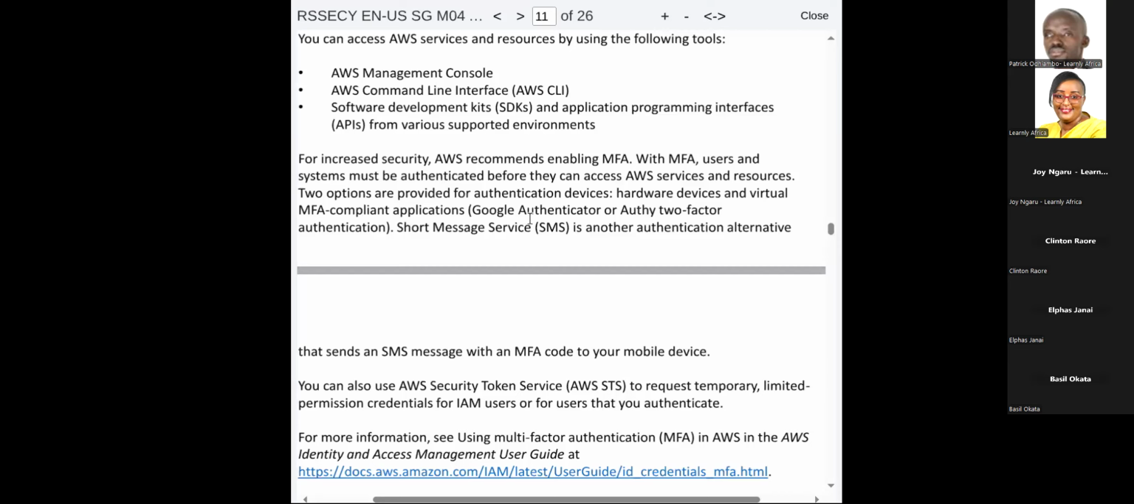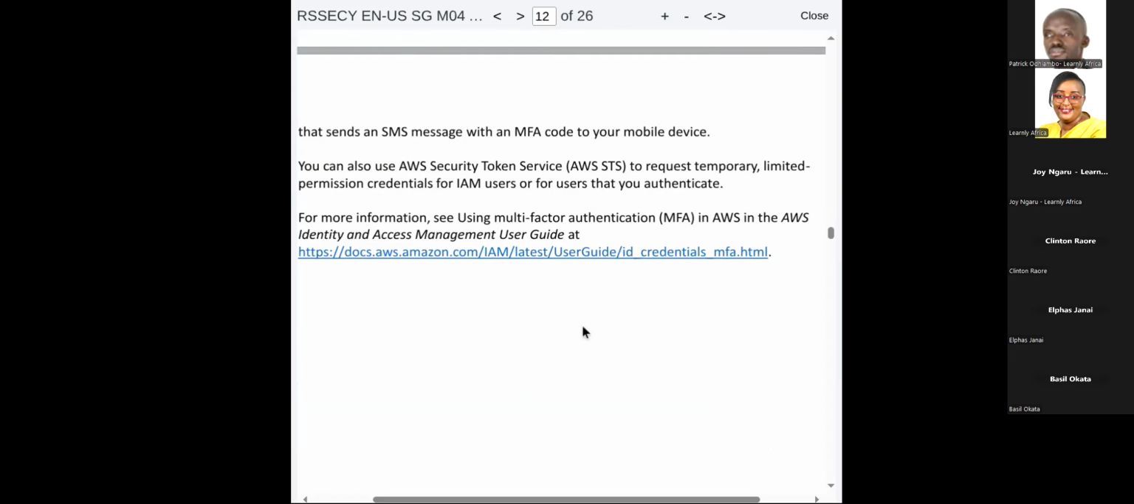For increased security, AWS recommends you enable MFA with your users and systems so that you can ensure your users are authenticated very well before they can have access to your resources. We can have a few MFA compliant applications that we use. We have Google Authenticator, we have Authy, we can use SMS, and we also said we can use email. You can also use AWS Security Token Service.